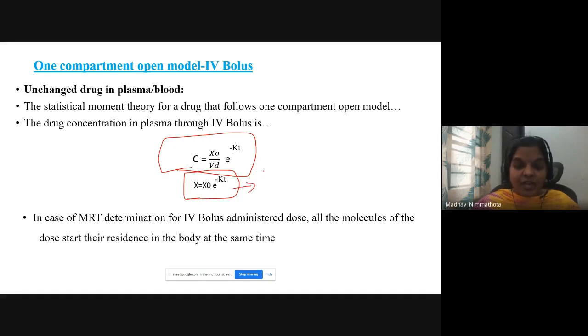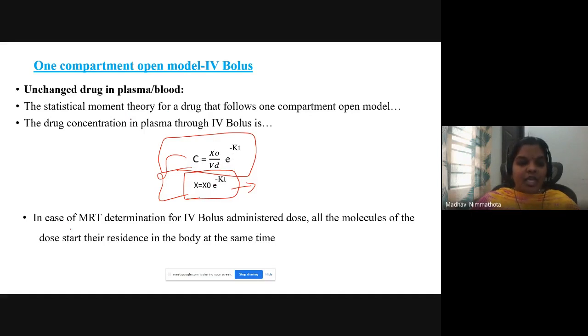In first order drug release kinetics, we learned X is equal to X0 into e to the power of minus kt. So you have to write these two equations simultaneously for calculating the pharmacokinetic parameters of a drug which is following statistical moment theory, that is, a non-compartmental model. You need to write these two equations first.